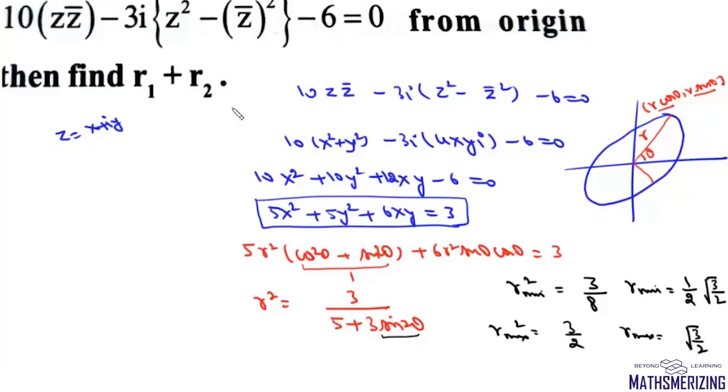Now we need to find the value of r1 plus r2. So the value of r1 plus r2 will simply be 1 by 2 root 3 by 2 plus root 3 by 2. So it will be 3 by 2 under root 3 by 2, and that is the answer to this question.